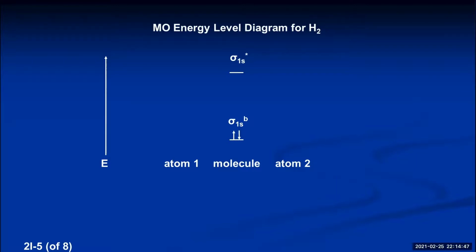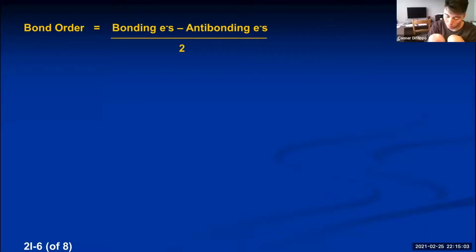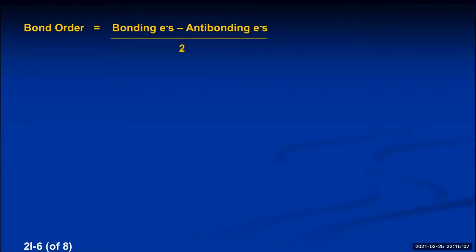So what did a dash actually mean in Lewis theory? It's a shared pair of electrons. So every pair of electrons that are bonding the atoms together would be considered a bond order of 1. So we're going to calculate the bond order from molecular orbital theory in this fashion. We're going to take all the electrons in bonding orbitals, we'll subtract all the electrons in antibonding orbitals, and then we divide by 2. So let's apply this to diatomic hydrogen.